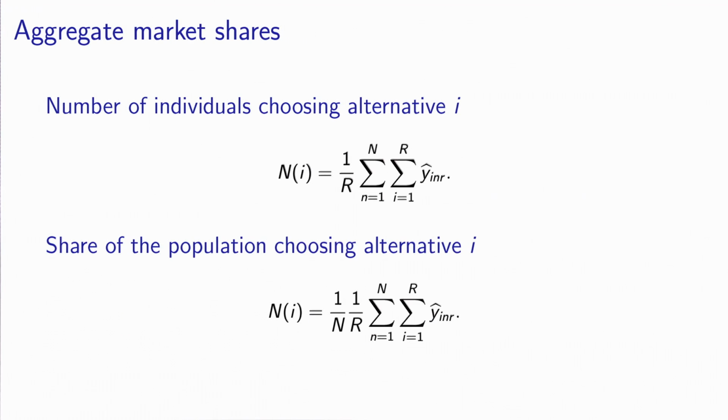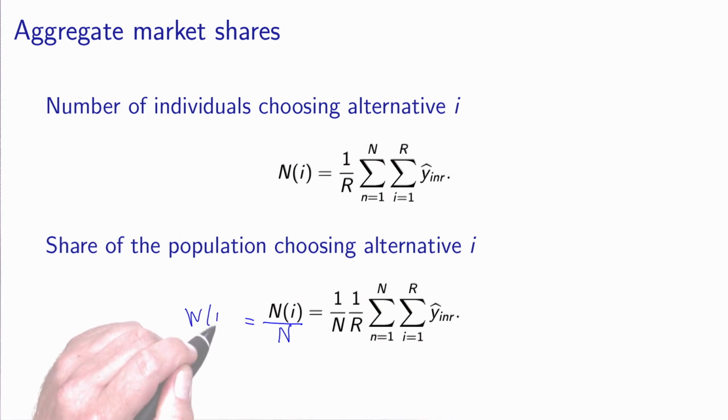Now, once you have generated this, it's very simple. What is the number of individuals choosing alternative i? Well, you just count. For each individual, you count the average number of times that this alternative has been chosen by simply summing all the ŷ's and dividing by R. And if you want the share of the population, you simply divide N_i by capital N, which is the total size of the population. And this is equal to W_i, the market share in the population for alternative i.